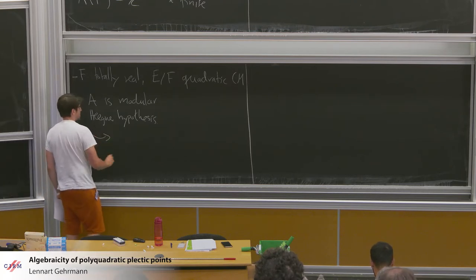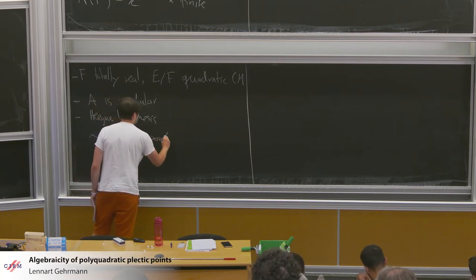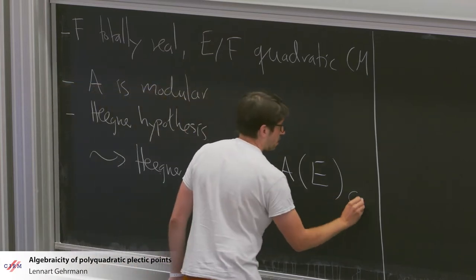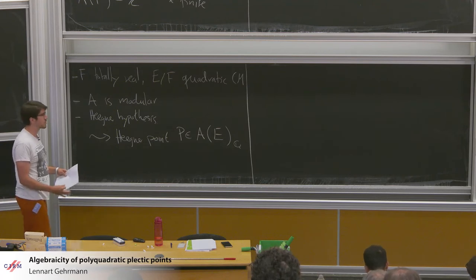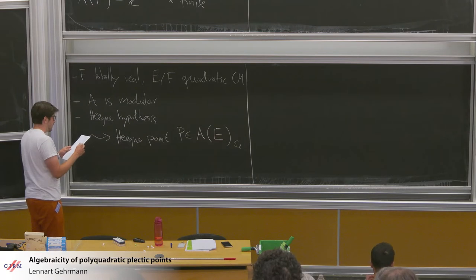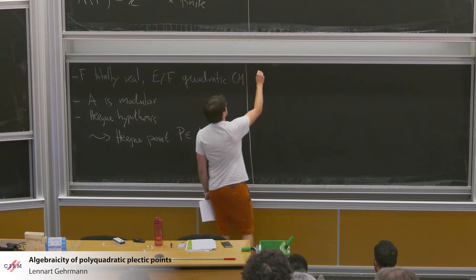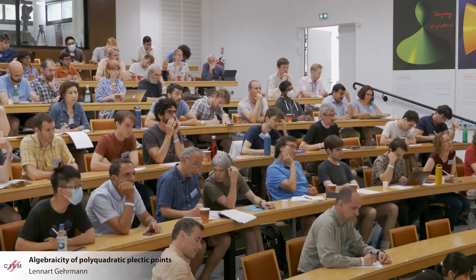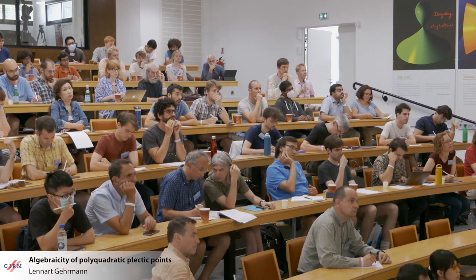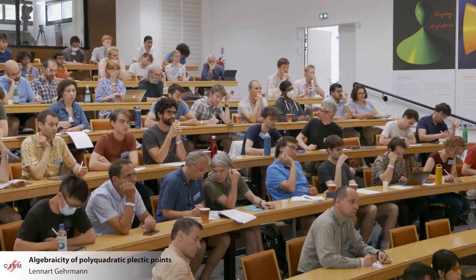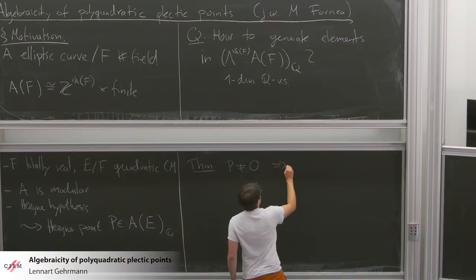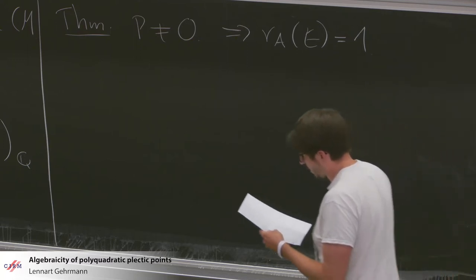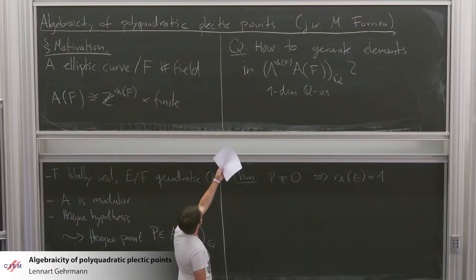In that case, one can construct a Heegner point P in the E-valued points of A. I don't care about torsion, so I always tensor with Q. And so one has a theorem, and I guess there are a lot of people I should mention here: Gross, Zagier, Kolyvagin, Zhang, Nekovar, at least. If this point is non-zero, or non-torsion, equivalently, then the rank of A is equal to 1.